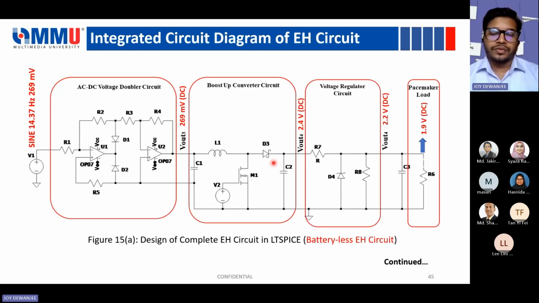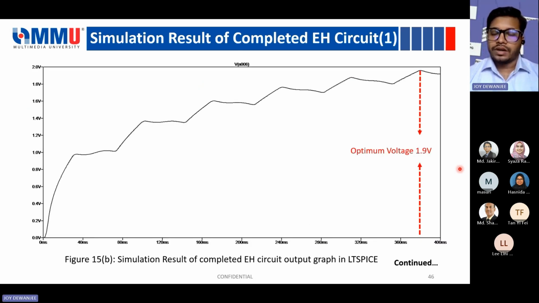And this one is the full integrated circuit, with all of the things here: the AC to DC voltage doubler circuit, the booster converter circuit, the voltage regulator circuit, and also the pacemaker load. Again, we have budget issues. That's why we are not going directly for the pacemaker. So for that we are using an equivalent load for the pacemaker devices. And finally, we found the output voltage is 1.9 volt for the whole circuit, including all of the drops.